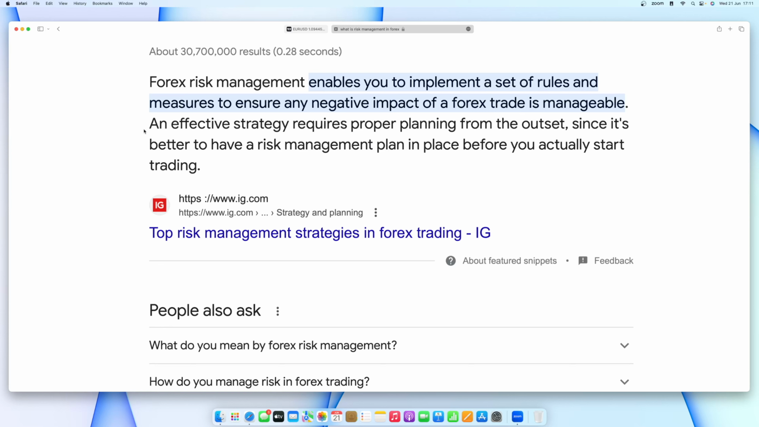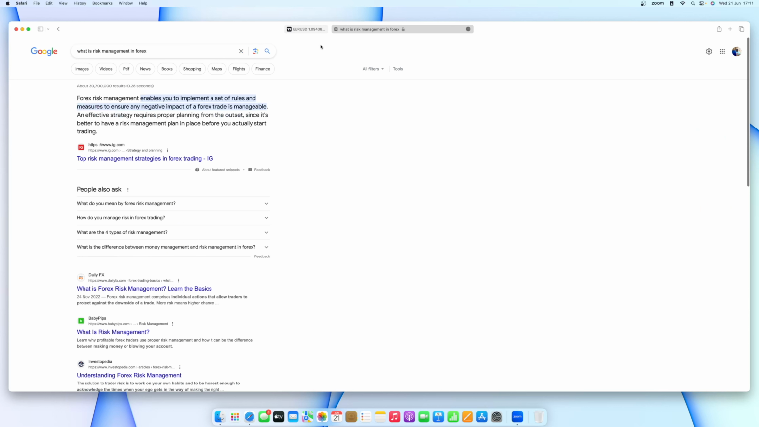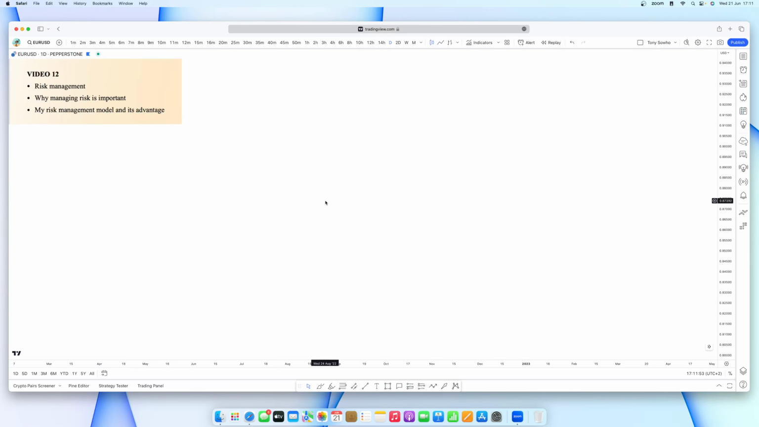Okay. So that is it. Forex risk management enables you to implement a set of rules and measures to ensure any negative impact of a Forex trade is manageable. An effective strategy requires proper planning from the outset, since it is better to have a risk management plan in place before you actually start trading. So that's why I decided to bring this up before we even go into smart money and I started to teach you all of those stuff. Okay, so that is it about the definition of what risk management is.